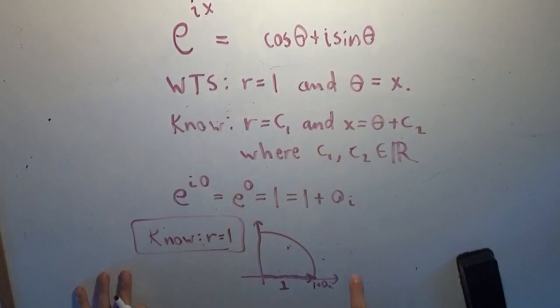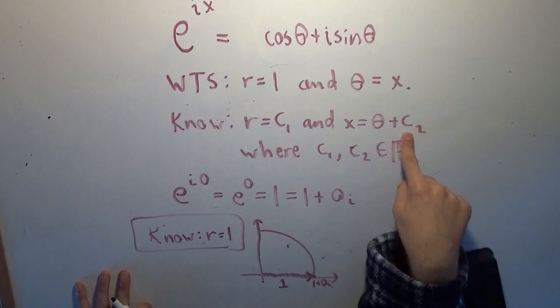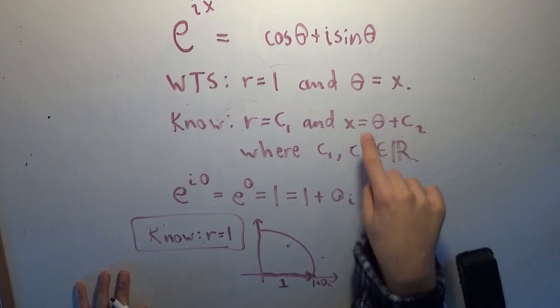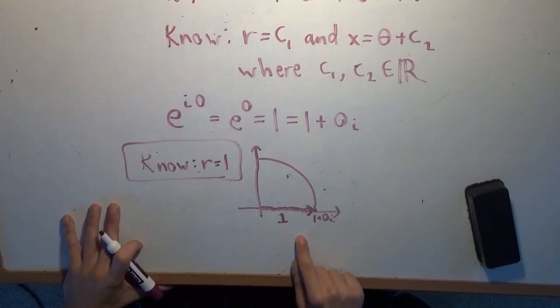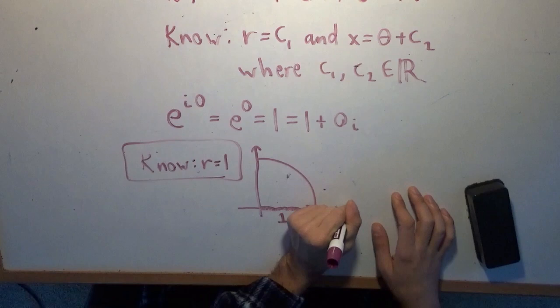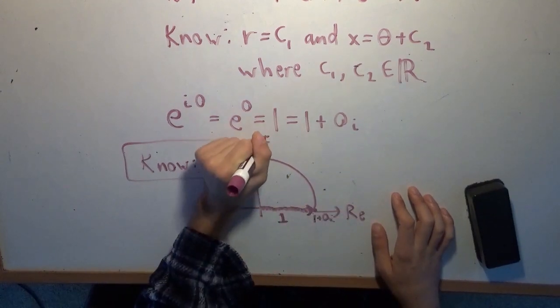And now all that's left is to show that this constant that's being added to theta is actually 0, which means that theta does equal x. And that's not too hard to show, because consider what is this angle of the number 1. By the way, this is the real axis and this is the imaginary axis.